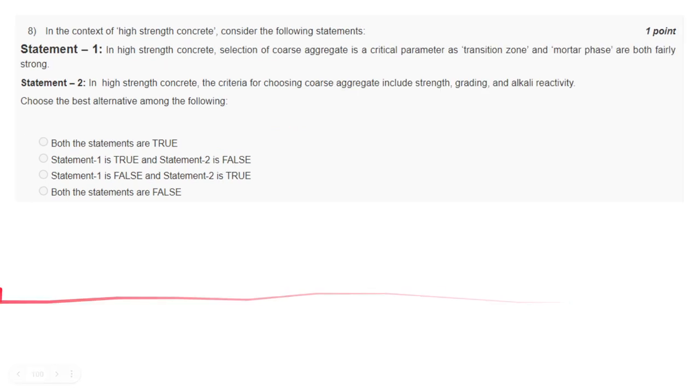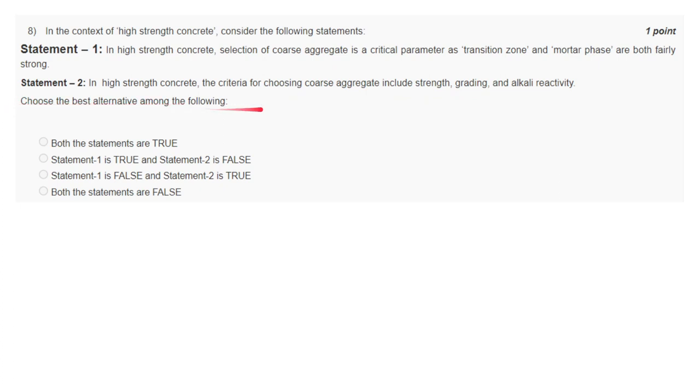Eighth question. In the context of high strength concrete, consider the following statements. Statement 1, in high strength concrete, selection of coarse aggregate is a critical parameter as the transition zone and mortar phase are both fairly strong. Statement 2, in high strength concrete, the criteria for choosing coarse aggregate include strength, grading and alkali reactivity.